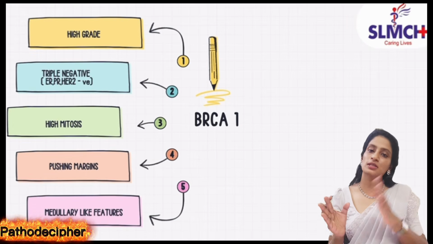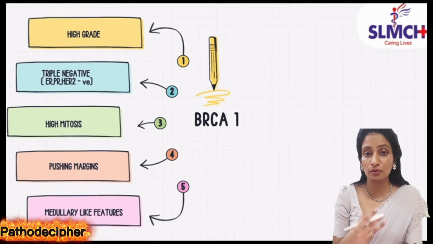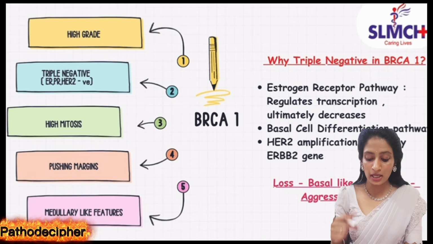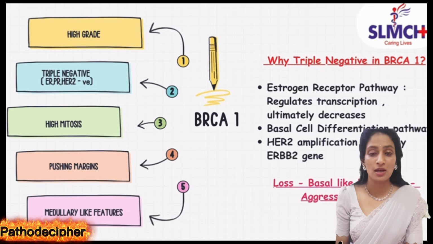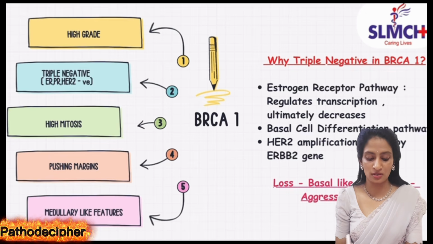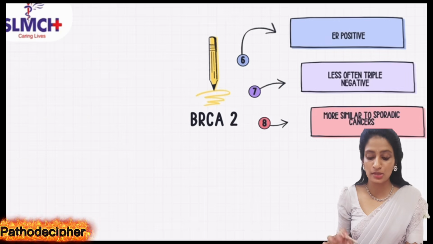A little bit we have to know about the BRCA1 and BRCA2 genes. If BRCA1 is involved in the pathway, what will happen? The tumor will present as very high grade and it will usually be triple negative. Why is it triple negative? Because BRCA1 is involved in the estrogen receptor pathway, which regulates transcription, and ultimately it decreases everything, okay. It also involves the basal cell differentiation pathway, and HER2 amplification is basically driven by the ERBB2 gene. So here everything comes out negative in BRCA1, and in those tumors there will be high mitosis, pushing margins and medullary-like features. All this favors a very poor prognosis. That is what they are trying to say.